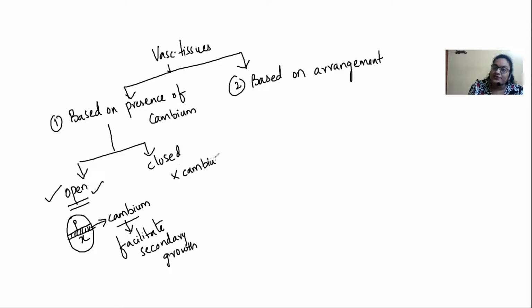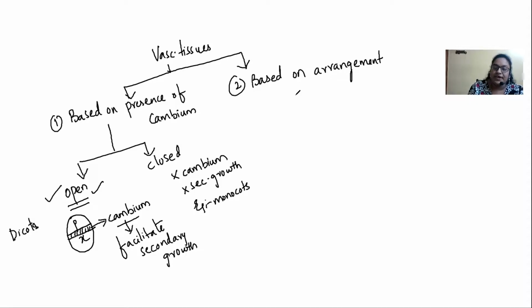If there is no presence of cambium, can there be secondary growth? No, there will never be secondary growth. So usually these open types are seen in the dicots, where we can see secondary growth, and the closed is usually seen in the monocots, where you can't see secondary growth. Okay, children, is it clear for you?